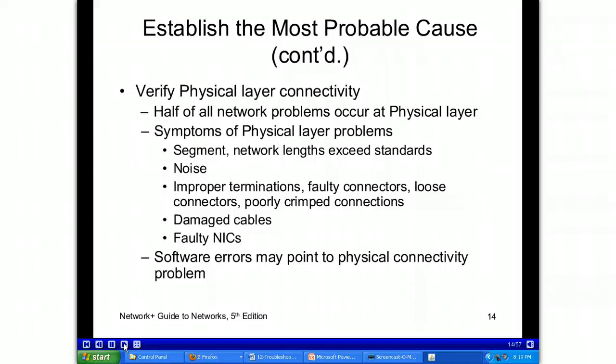Okay? Improper terminations, faulty connectors, loose connectors. People trip over cables all the time. Had a student last week, not in my class, but he said his computer was shutting down all the time in the lab downstairs. Well, I went over and looked at it. He started it up for me, and sure enough, when he sat down, it shut off. I said, well, let me get in there and look at it and see what's going on.